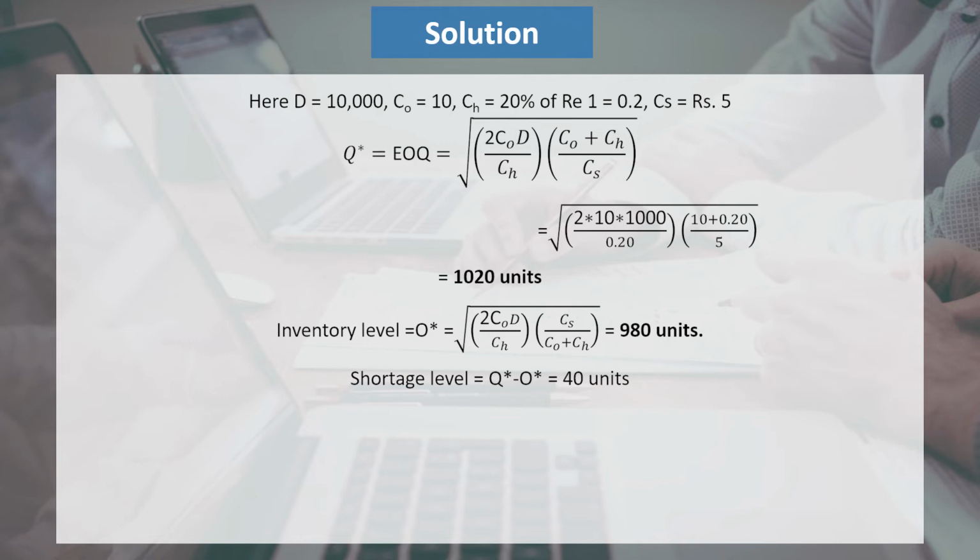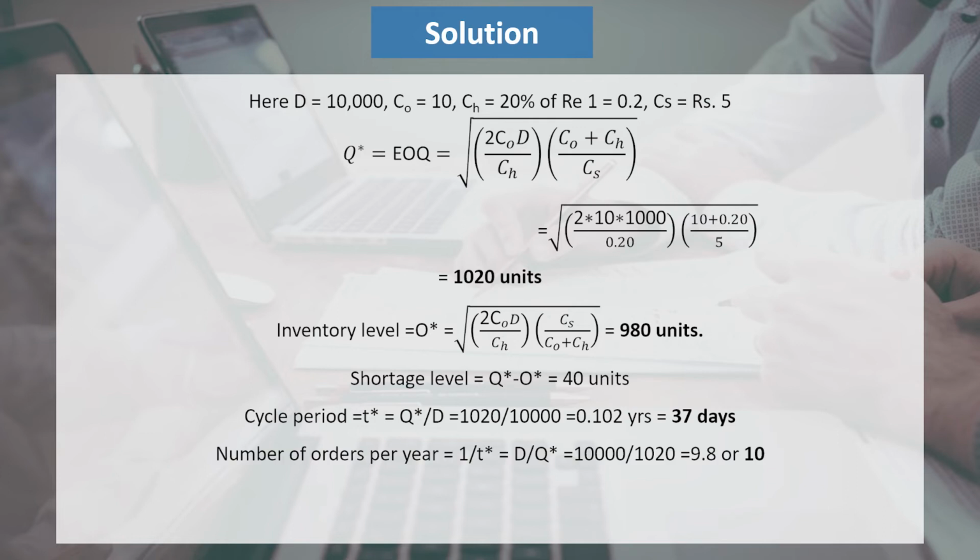So what is the shortage level? The difference between economic order quantity and the inventory level you have calculated, which is nothing but 40 units. So cycle period will be calculated, and based on that, you can calculate the number of orders per year. So Q star upon D will give you a value of 37 days. And how many orders you will be placing based on the cycle period is coming out as 10.